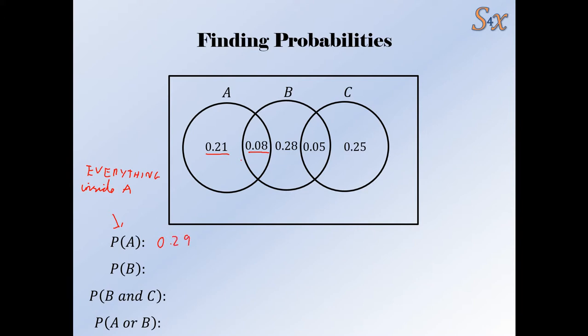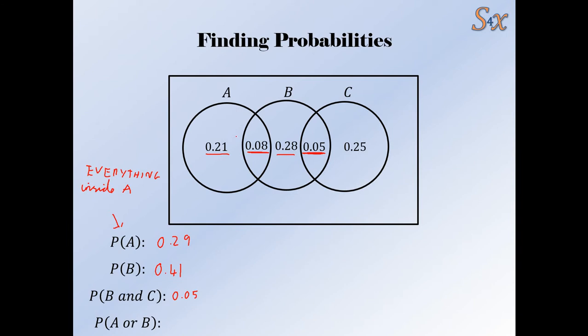I've added together the 0.21, the 0.08. Probability of B, I have to include those people and these people as well. It's everything inside B. And that gets us 0.41, or 41% of people. What about the probability of B and C? Well, that's just these people in the intersection here between B and C. So that's 5% of people, or 0.05.